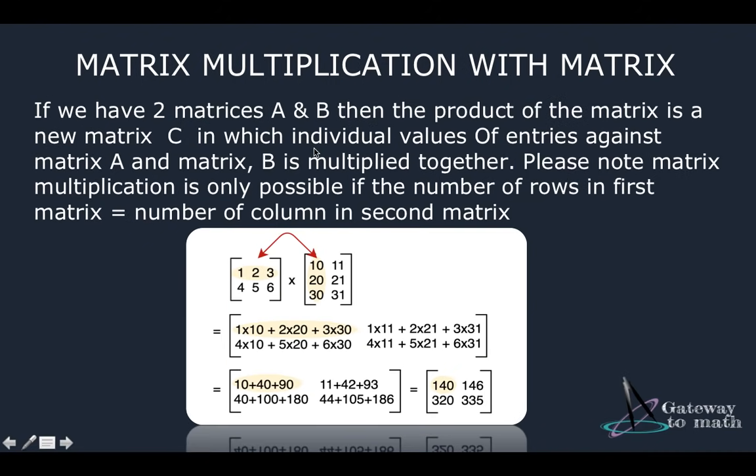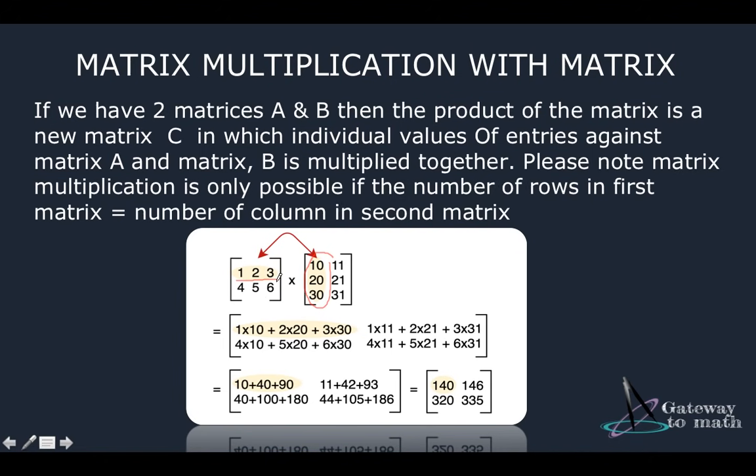Then comes matrix multiplication with a matrix itself. From the first matrix we take the first row, and then from the second matrix we take the first column, and then we are supposed to multiply the two. Matrix multiplication is only possible when the number of values in the first row equals the number of values in the column. So we have 1, 2, 3 entries in the first row and 1, 2, 3 entries in the first column. Only then is matrix multiplication possible.